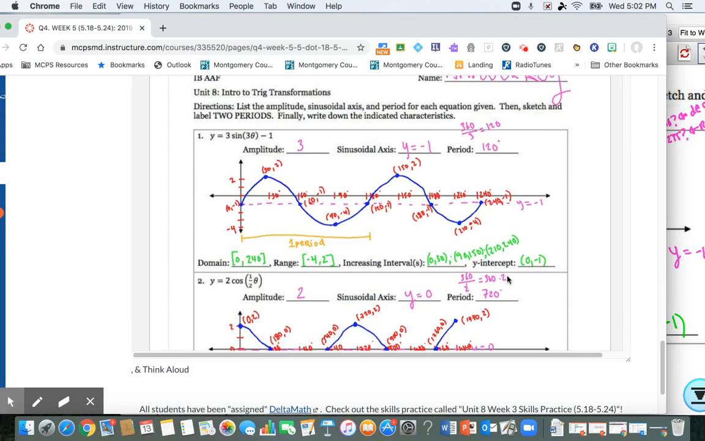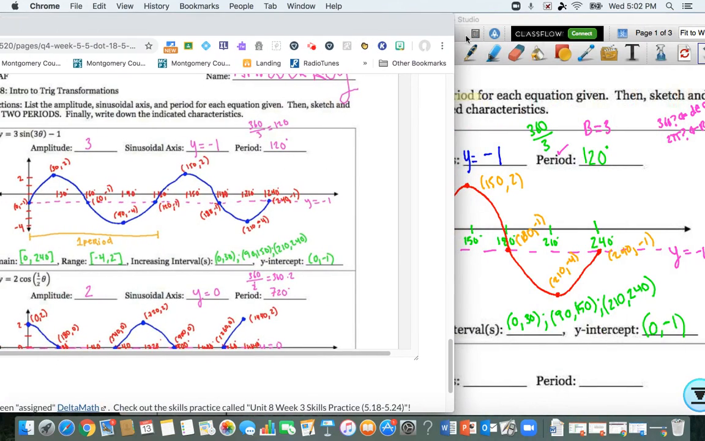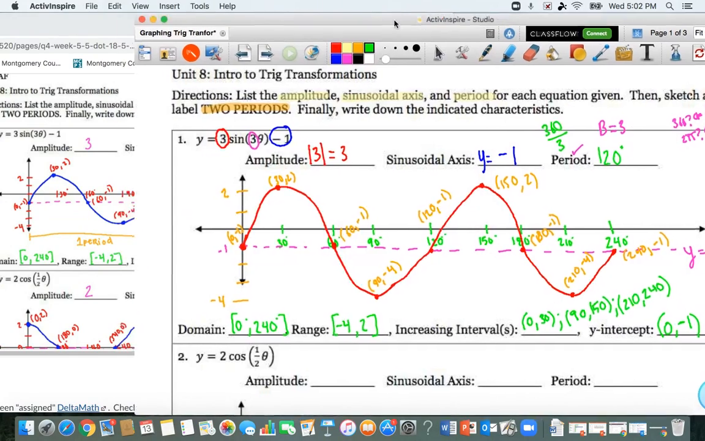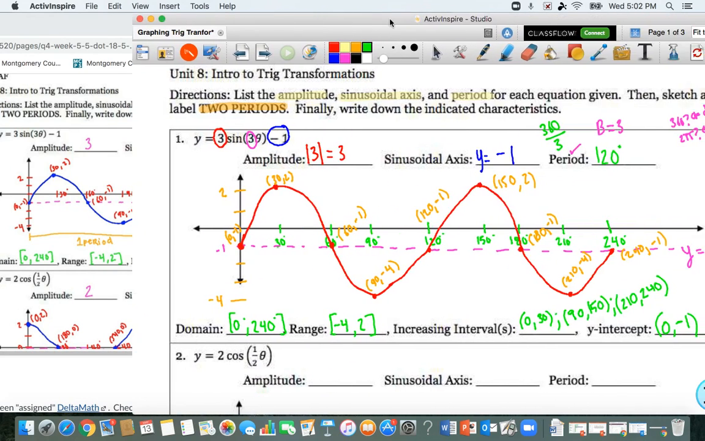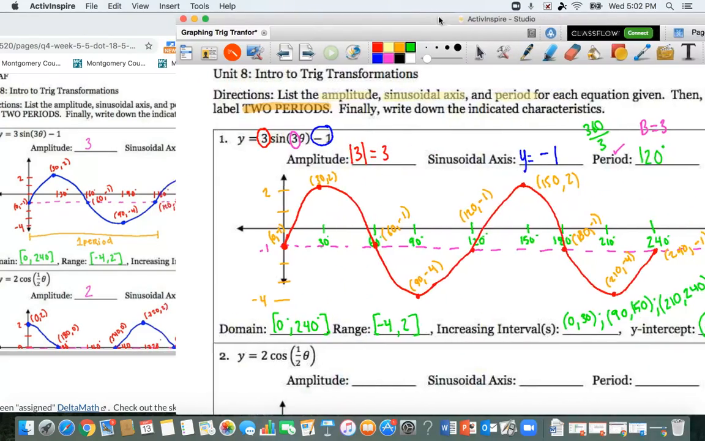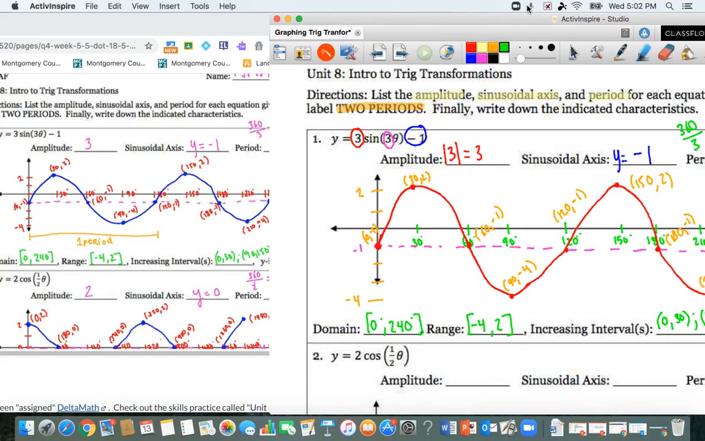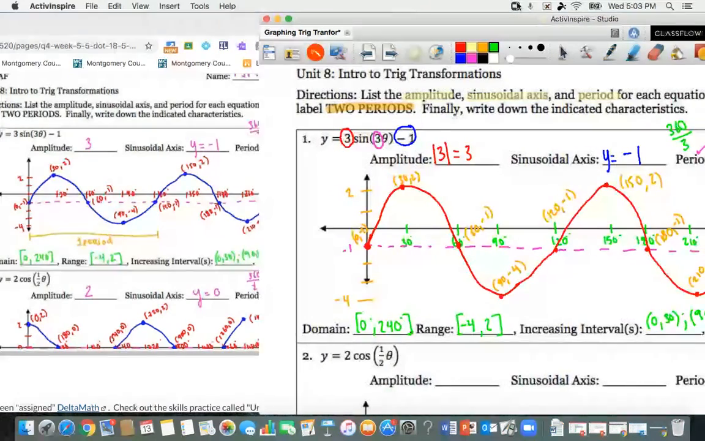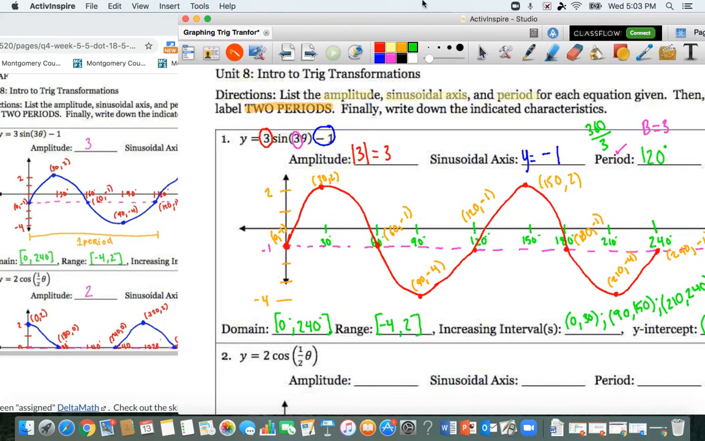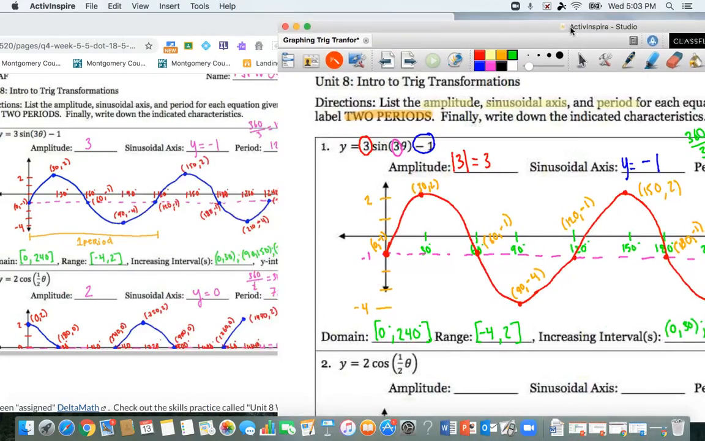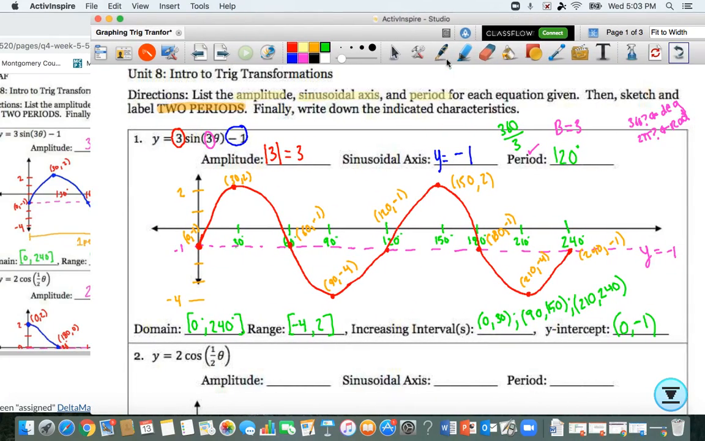Let's see, let's compare this. Look, I even used the same color at points. Okay, so my amplitude, good. Sinusoidal axis, great. Period, great. Oh, awesome. Oh my gosh, this is great. Did I get the characteristics right? Yeah. Oh, this is great. I got it. I don't need to do any more practice. I'm good. I should stop.